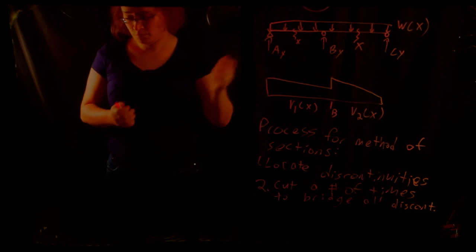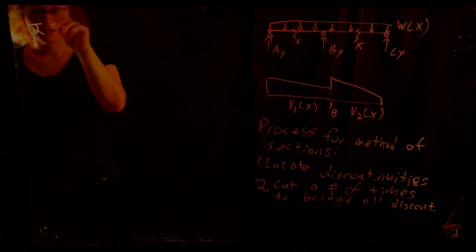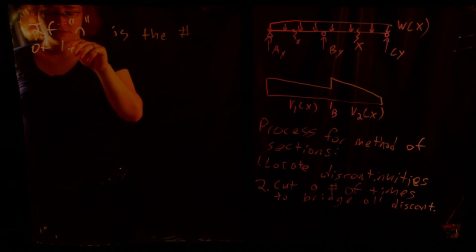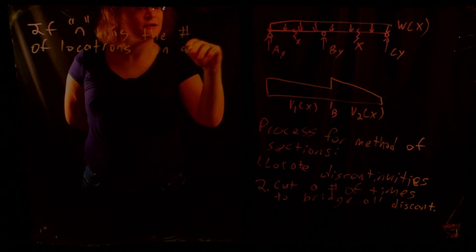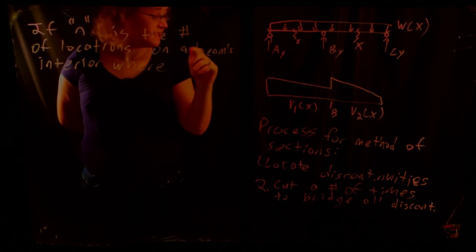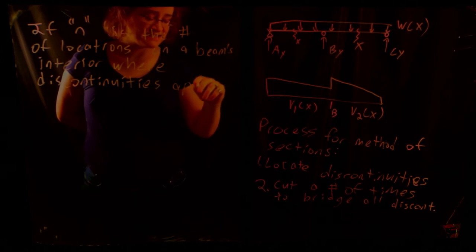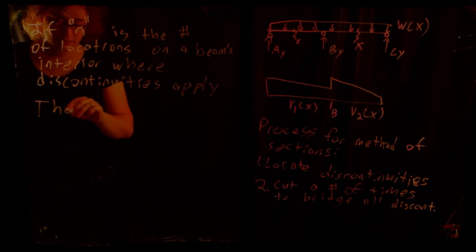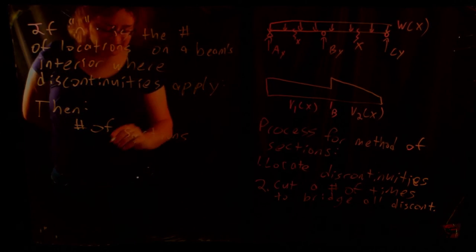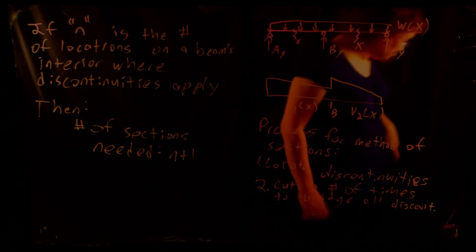So generally, let's look at this in more general terms. We could perhaps say if n is the number of locations on a beam's interior where discontinuities apply, if that is the case, then the number of sections necessary is simply n plus 1. The number of sections needed to fully describe the beam's shear and moment is n plus 1. So I want to illustrate this with a couple simple and quick examples.